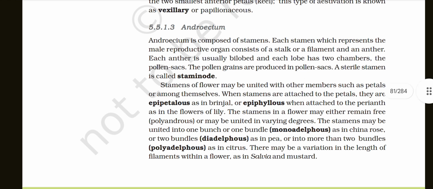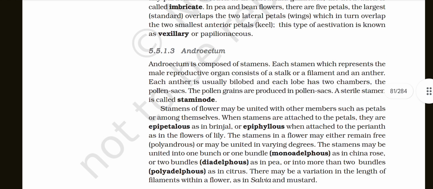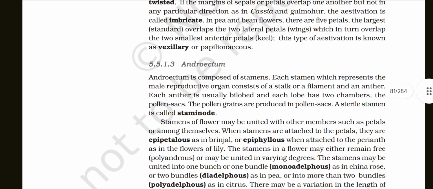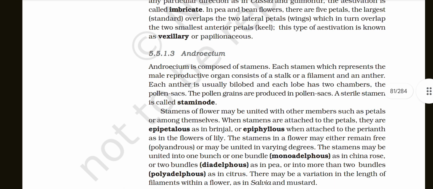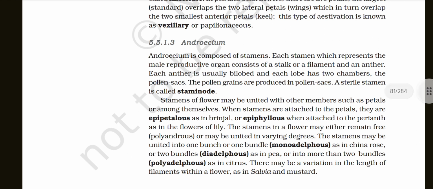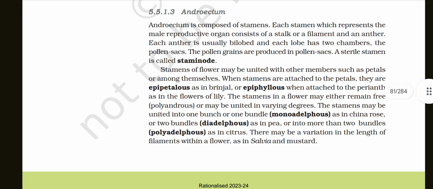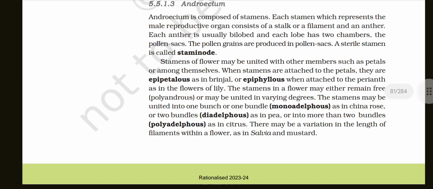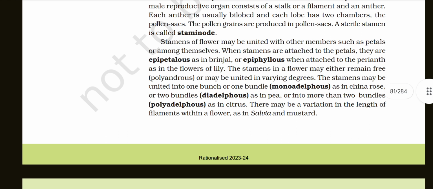Androecium. Androecium is composed of stamens. Each stamen, which represents the male reproductive organ, consists of a stalk or filament and an anther. Each anther is usually bilobed, and each lobe has two chambers, the pollen sacs. The pollen grains are produced in pollen sacs. The sterile stamen is called staminode.